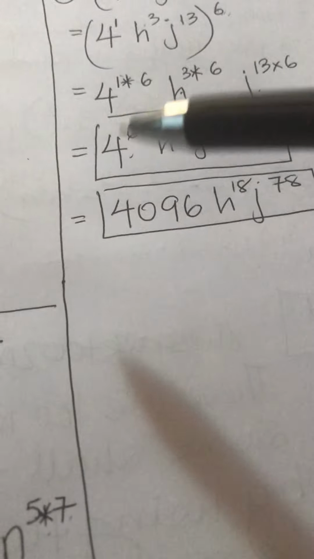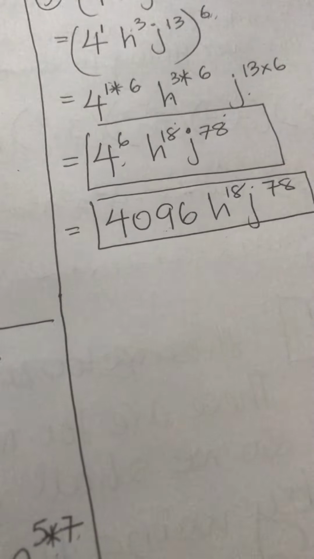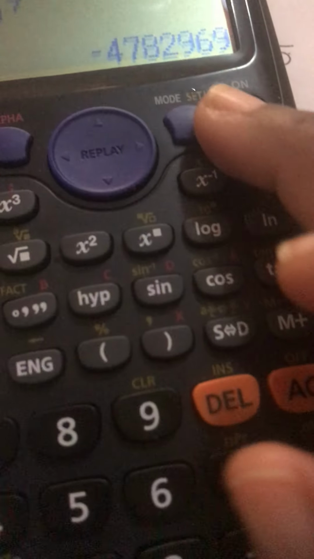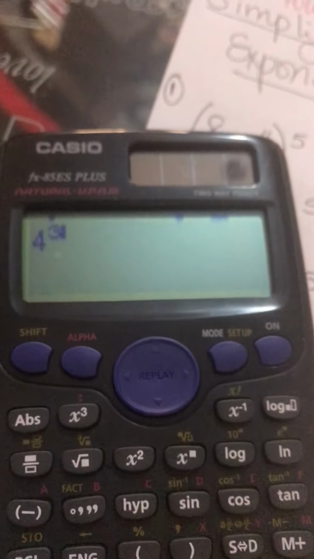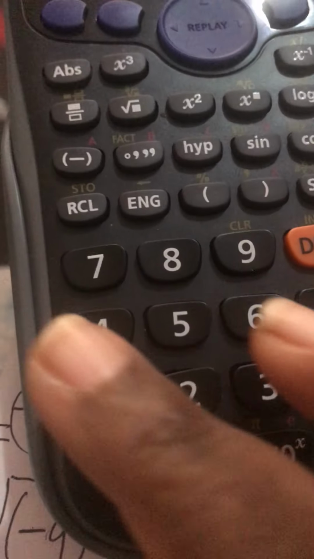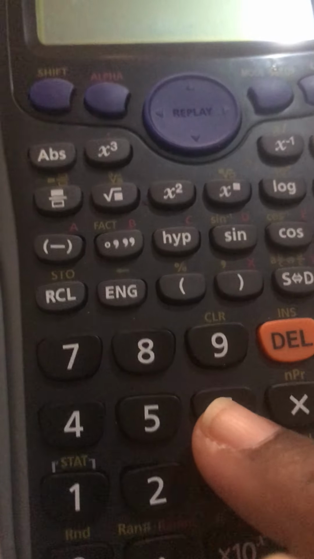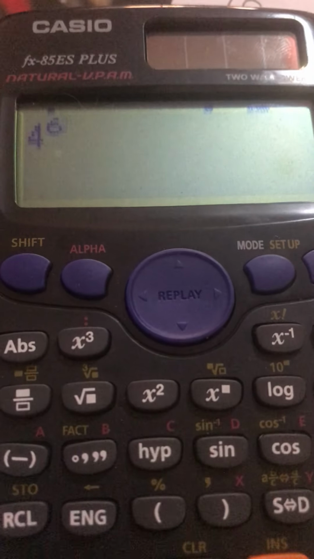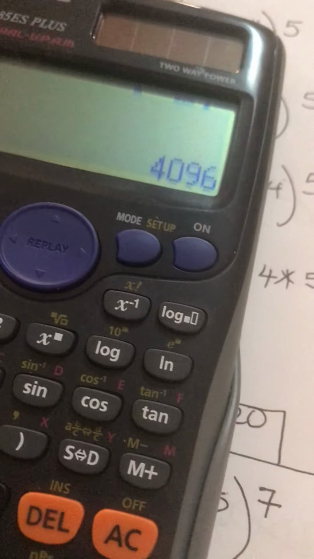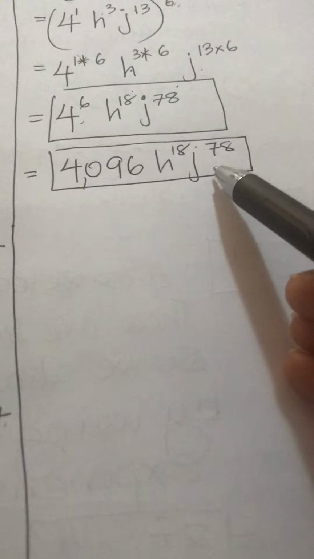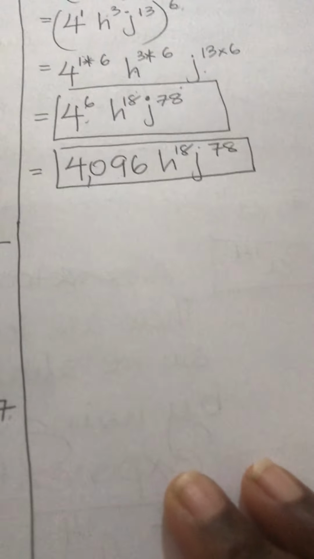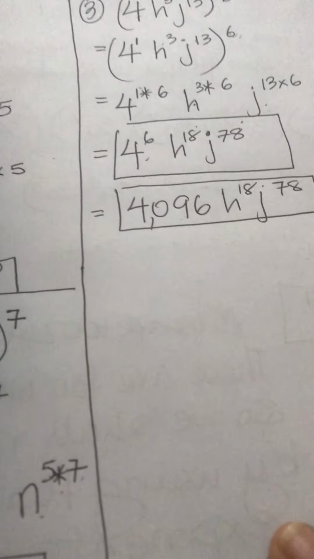And you box your answer. You can simplify further. 4 to the 6th power should be this: 4,096. Put your comma. 4,096, h to the 18th power, j to the 78th power. Okay?